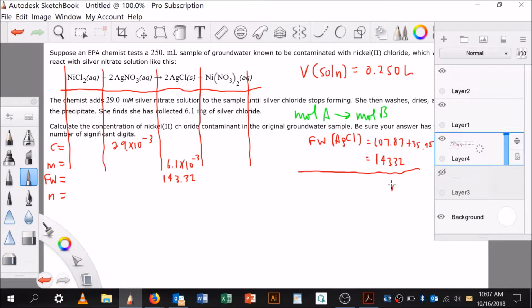So my moles of silver chloride is going to equal 6.1 times 10 to the minus 3 grams divided by 143.32 grams per mole. And so that's going to give me what here? How many moles is that?